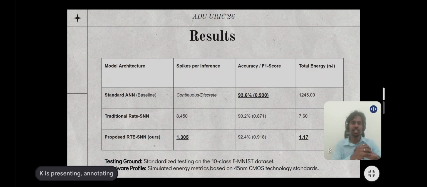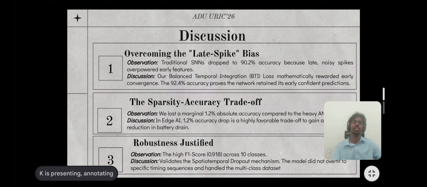Next, in the results, we can see that our solution has the least number of spikes for inference and gives a balanced accuracy of 92.4%, while also maintaining a total energy of 1.17 nanojoules. Now, this was worked on a 10 class FMNIST data set, and the simulation was done on 45 nanometer CMOS technology.